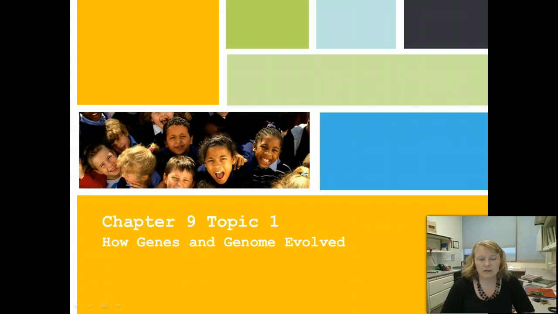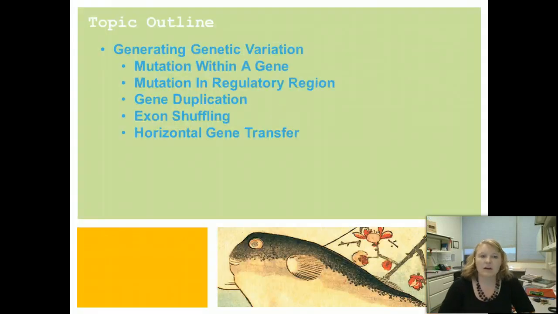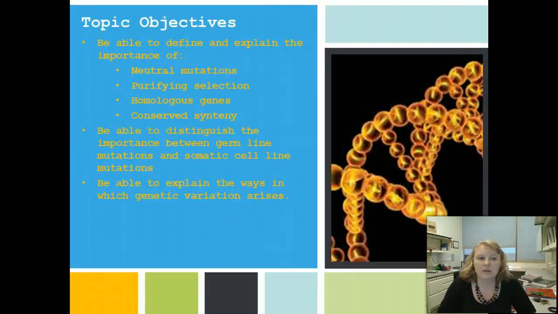So in Topic 1, we're just going to talk about how genes in the genome evolve, and then Topic 2 will move into a little bit more discussion on this. So here's our topic outline for today. We're going to talk about how we generate genetic variation. So we're going to talk about mutations within a gene, mutations within a regulatory region, gene duplication, exon shuffling, and horizontal gene transfer.